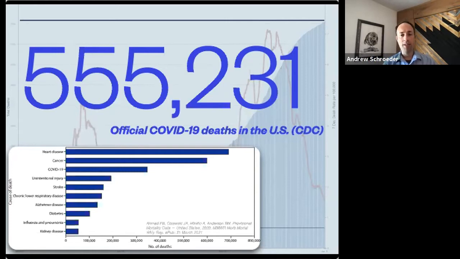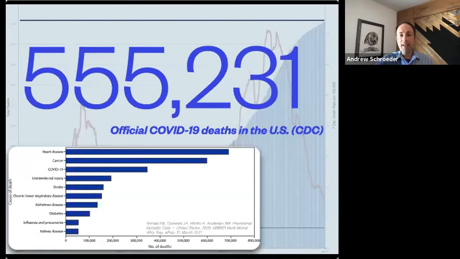So how are they put together? How does the CDC arrive at a number like 555,231? Well, that number is based on information that either comes from death certificates, or when death certificates are unavailable, the information that we would expect to find on death certificates.